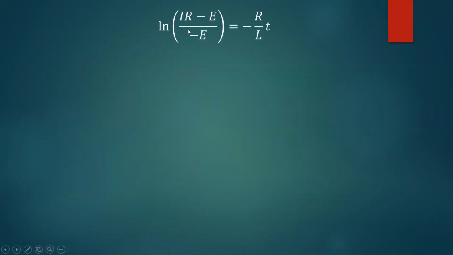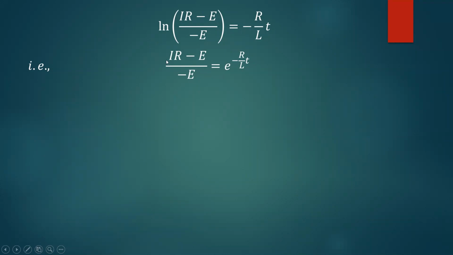So next step. This is the equation you have got, it came in the previous slide. Next, you write this equation in the form of exponential form. Already I have told you, if ln of m is equal to x, then m will be equal to e to the power x. So m, that is (IR minus E) divided by minus E, is equal to e to the power minus R by L into t. This came into exponential form.